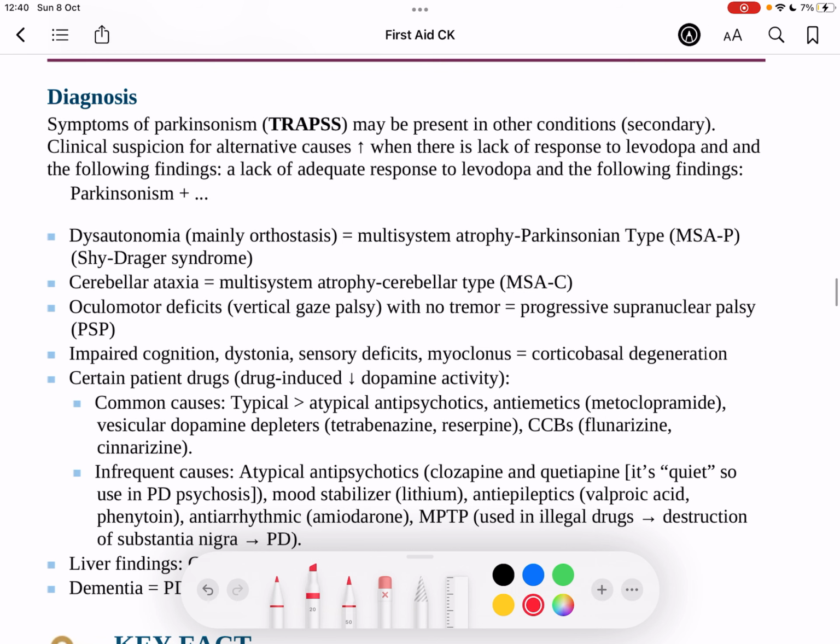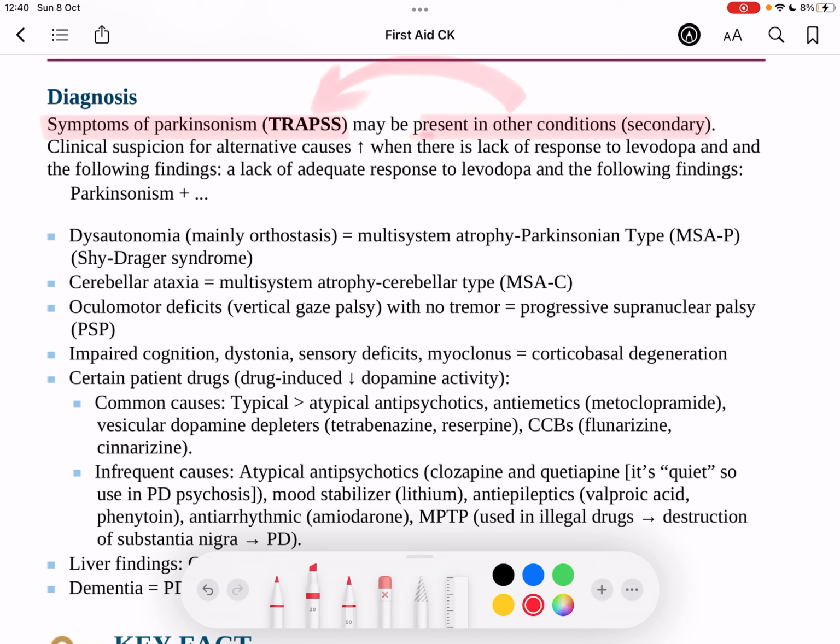So how do we actually diagnose Parkinson's? It's a clinical diagnosis mostly. You're looking for the symptoms of TRAPS, but the key element here is that you need to rule out other conditions that may be causing the TRAPS symptoms, okay? Clinical suspicion for alternative causes increases when there is a lack of response to levodopa and some of the following signs, okay? So if you have a patient with signs of TRAPS, you give levodopa and they don't improve, I've got to be thinking this patient may have parkinsonism secondary to another disorder, okay?